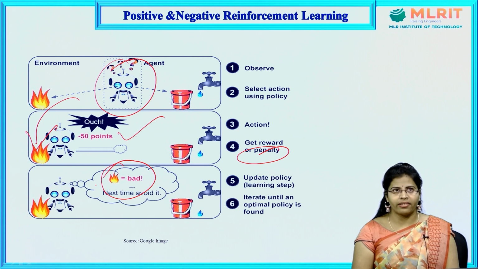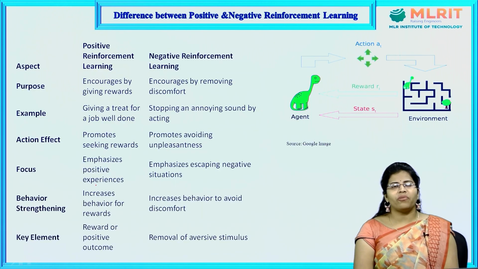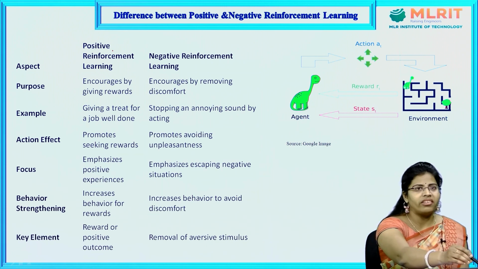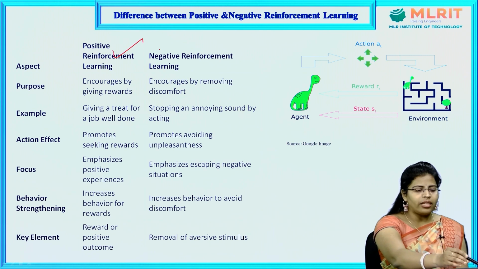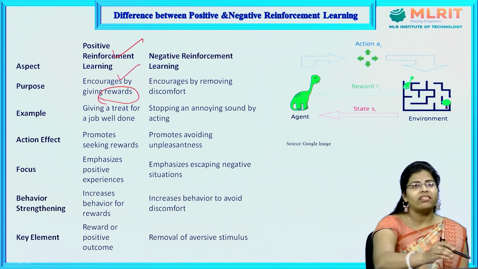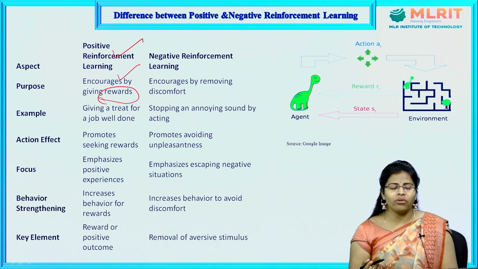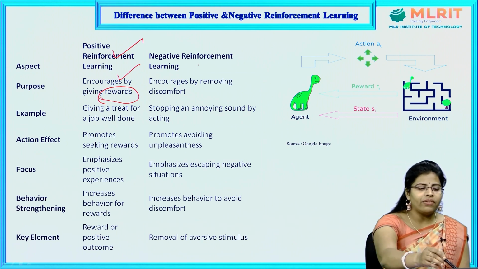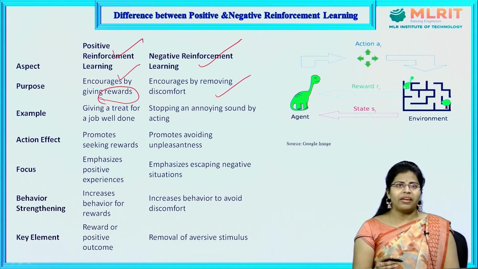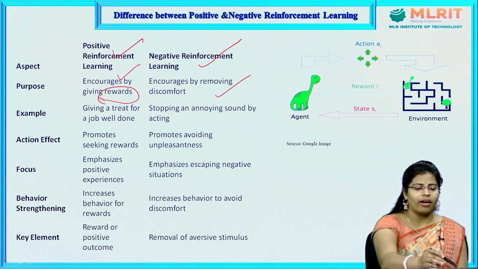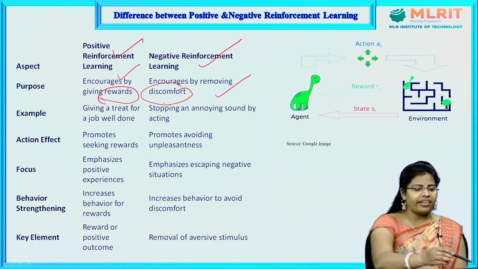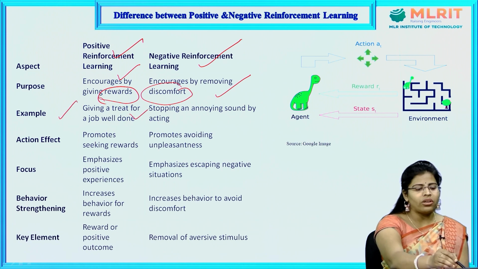And finally, the difference between positive and negative reinforcement learning. Coming to positive reinforcement learning, its purpose is to encourage by giving rewards. That means for each correct action, it is going to get rewards. Negative reinforcement learning encourages by removing discomfort. That means whenever he selects the wrong option, he is going to get a penalty for that. Example, giving a treat for a job well done.